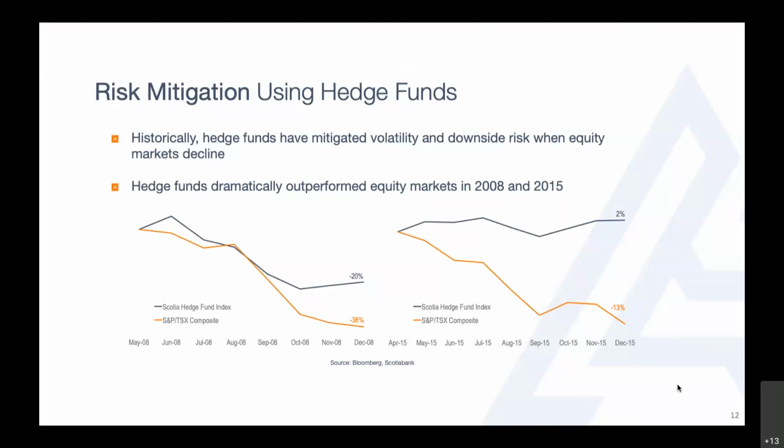So in this example here, we show two charts, and this is where hedge funds have come in handy in the characterization of mitigating risk. If we look at two recent bear markets, for example, the 2008 global financial crisis, 2008 to 2009, the hedge fund index fell half as much as the composite equity index. So just showing some of that downside protection. Then in 2015, hedge funds were actually up when the market went into a correction.